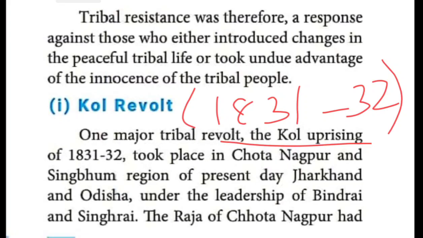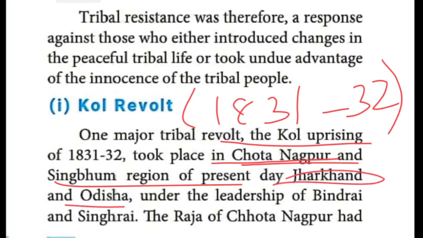In geography you might have learned about this, I think. Chota Nagpur is an area with available mineral resources, very famous for its mineral resources. In Singbhum also, iron and steel industries are there, as well as many raw materials. Minerals are available in Singbhum as well as the Chota Nagpur area. At present it is located in Jharkhand and Odisha. The Kol revolt was started under the leadership of Bindrai and Singrai.